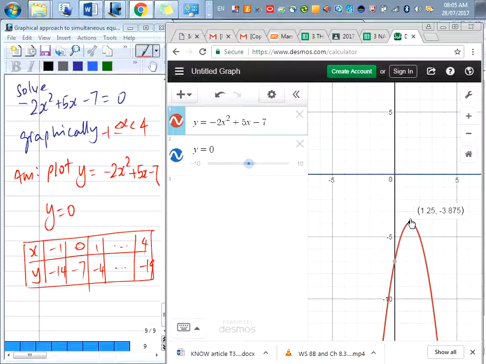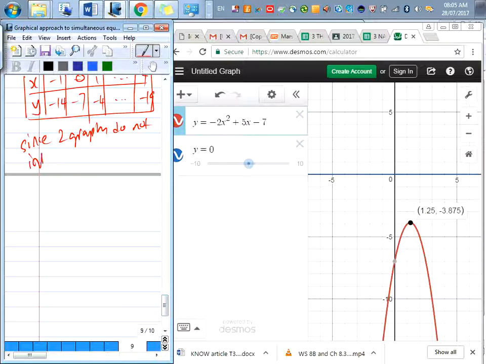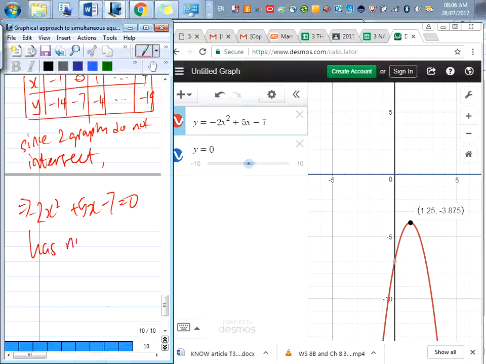So what can I say about the solution? Yeah, I can say no real roots, or I can say no solution. So since the two graphs do not intersect, then I conclude that negative 2x squared plus 5x minus 7 equals 0 has no real roots.